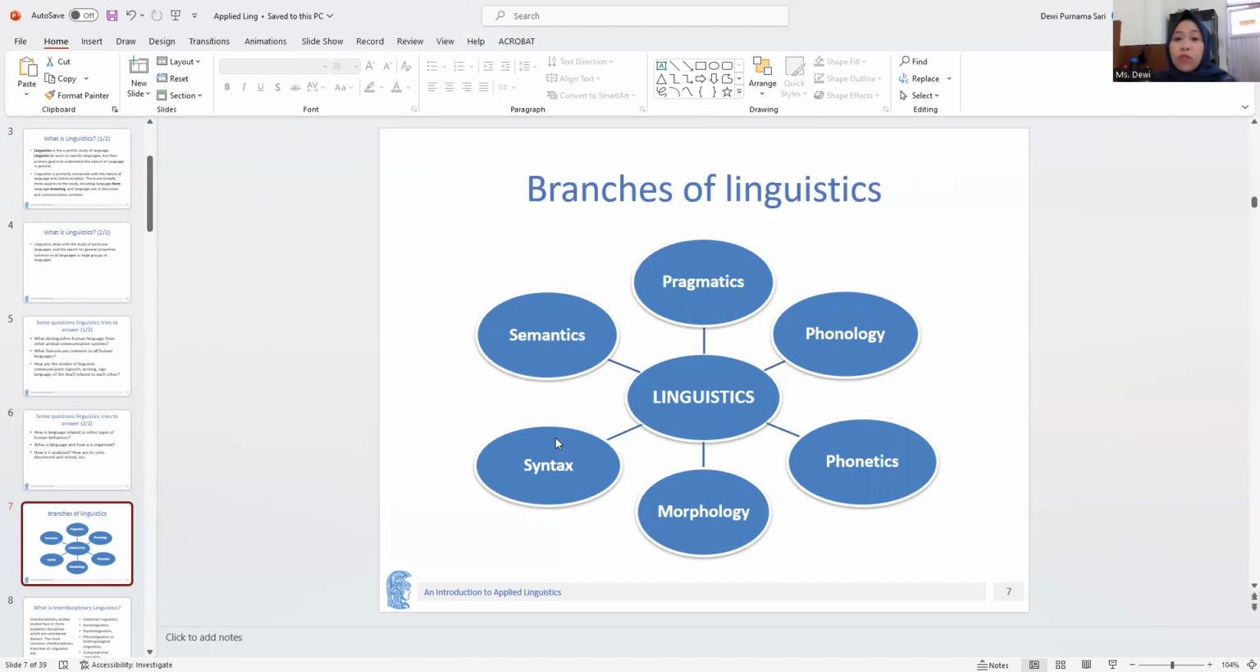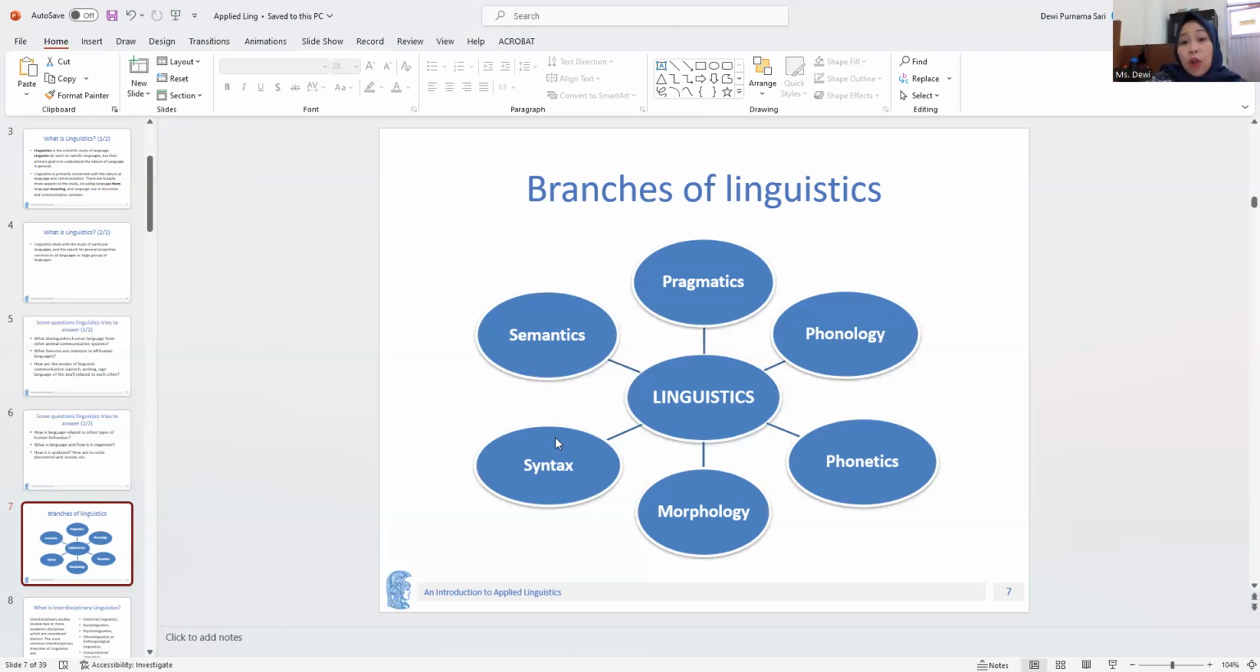So these are all related to language. Phonology, the study of phonemes, or how you pronounce the words, the system of human pronunciation. And then we have phonetics. Phonetics and phonology are quite the same, yeah. But in phonetics, you learn how to write the phonemes and so on.